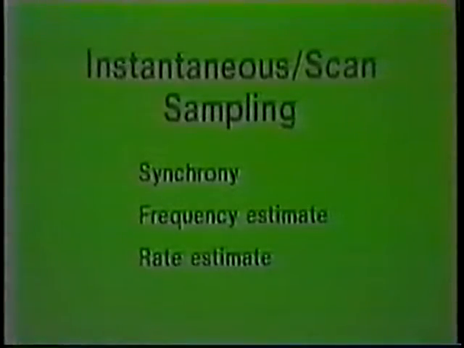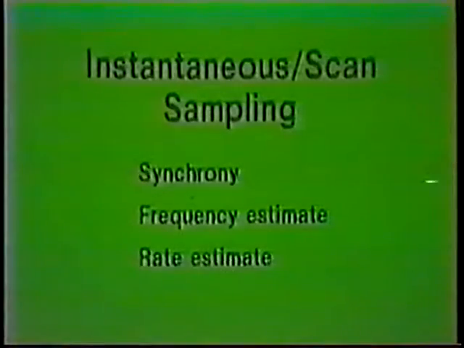Instantaneous scan sampling is useful when observing large groups of animals. This sample method provides information on group synchrony, as well as estimates of frequencies and rates.